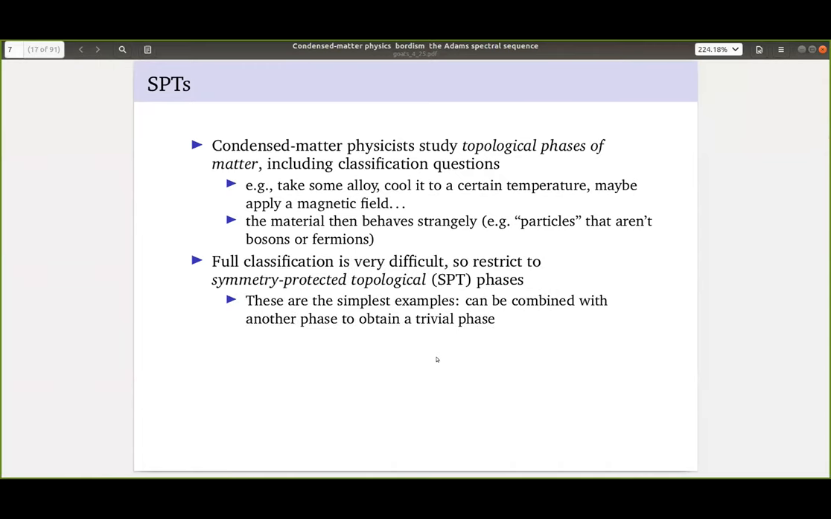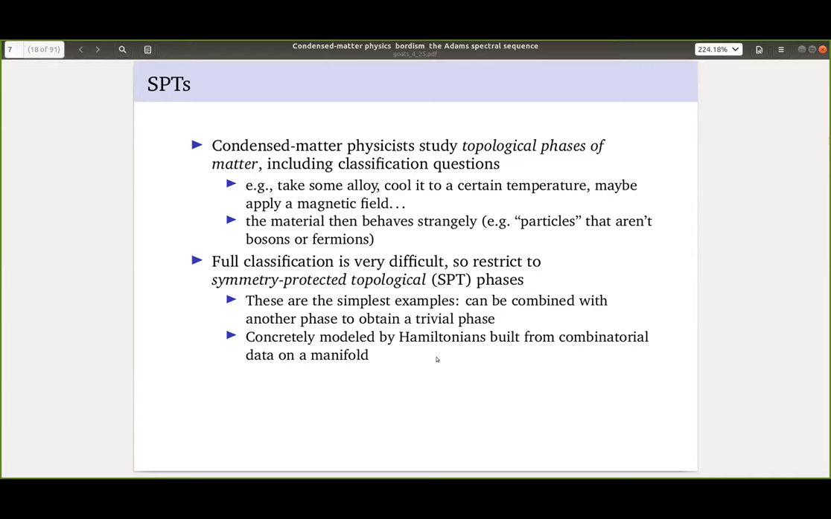Oh, that's very difficult, it turns out. So we're going to restrict to a very nice, very simple subclass called symmetry protected topological phases. So what this means is that there's a specific way of combining two different phases into another phase. And a phase is symmetry protected topological, or SPT, if you can combine it with something else to get the trivial phase. So you can think of these as invertible. And all of this is fuzzy in the sense that we don't have great mathematical formalisms for this, but this is similar to the notion of an invertible topological field theory.